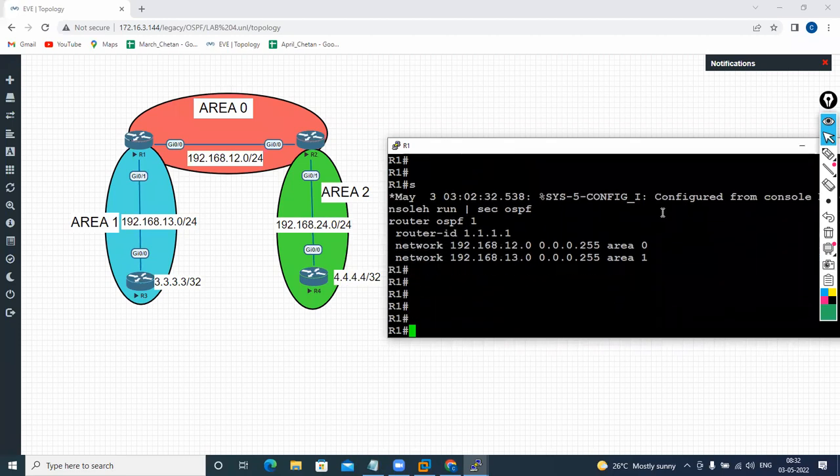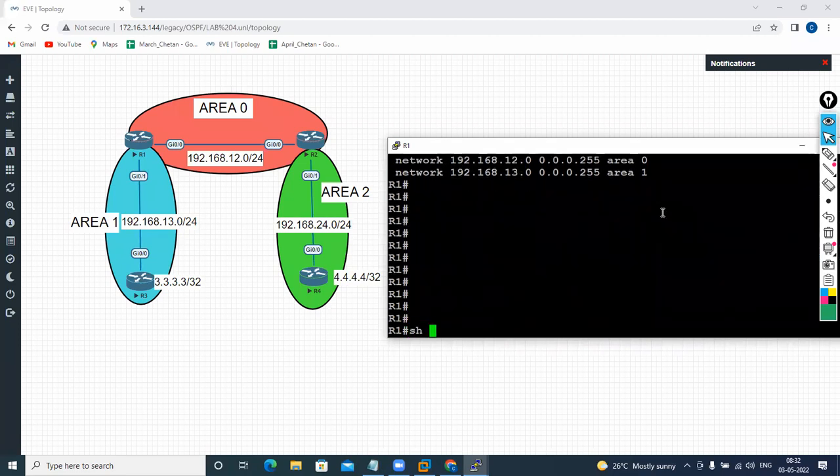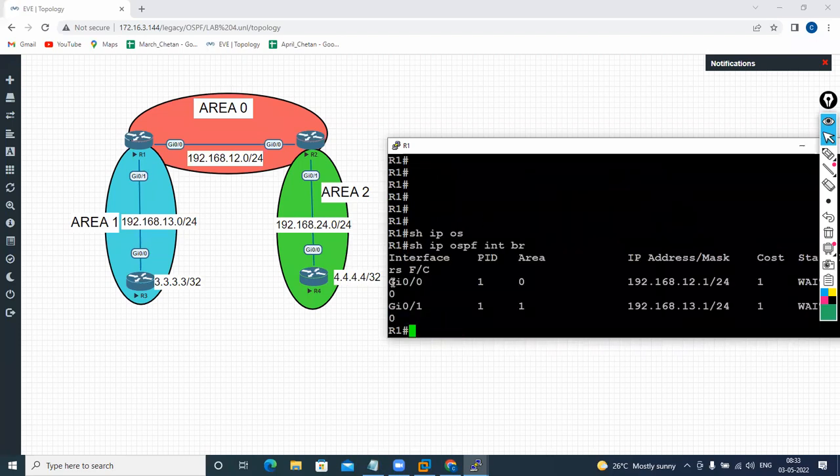So how to check which interfaces are under OSPF? Show IP OSPF interface brief. So Z0/0 is in area 0 and Z0/1 is in area 1. Very good command for troubleshooting.